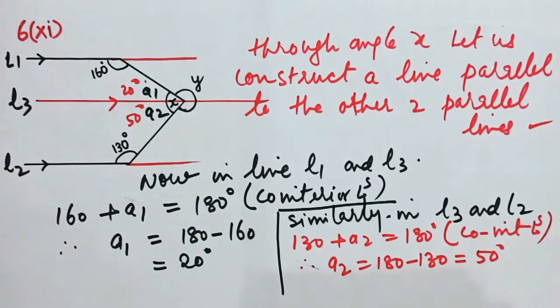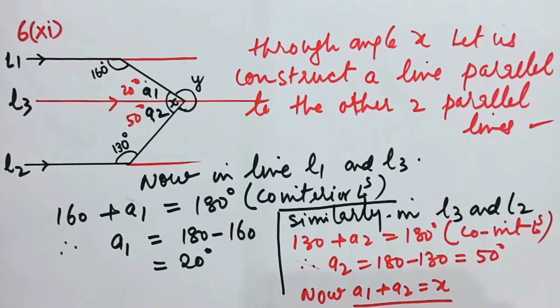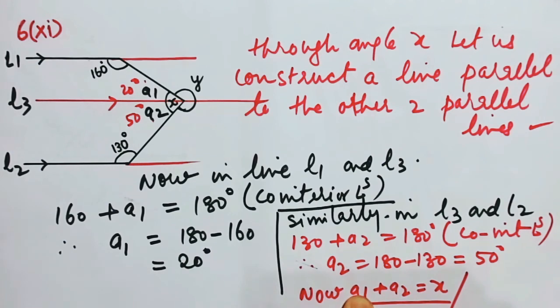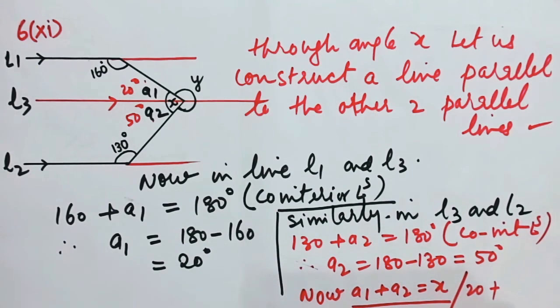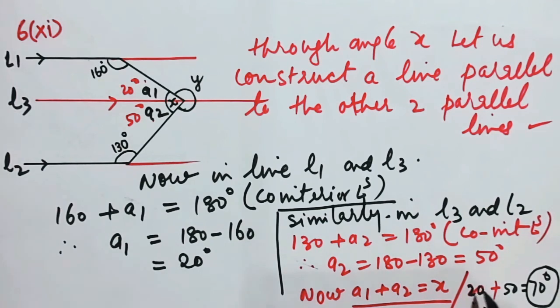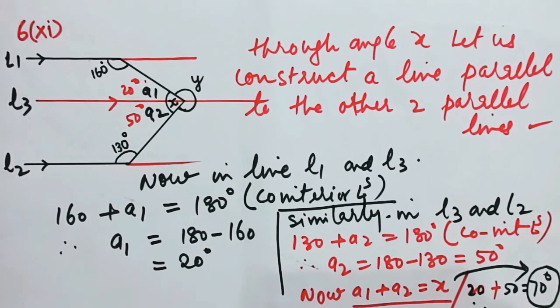Okay, clear? Now A1 plus A2 is equal to X. So when A1 plus A2 is equal to X, what is the value of A1? The value of A1 is equal to 20 and the value of A2 is 50, which is equal to 70 degree. Therefore, the value of X is equal to 70 degree.